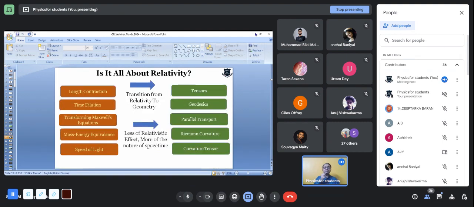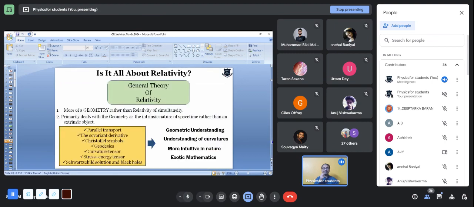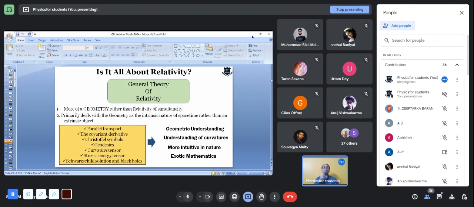So now you see all those things: length contraction, time dilation, mass, energy, speed of light, all of them are now transitioning to tensors, geodesics, parallel transport, the Riemann curvature tensor, and all those things. So the point I'm trying to make is that general relativity is more of a geometry rather than relativity.